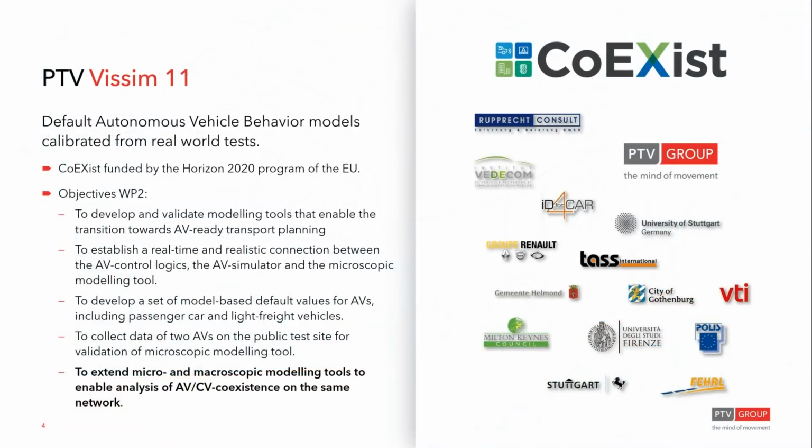So we were participating, or we still participate, in a research project called Coexist, and this research project is all about making cities, local authorities, and transport planners able to answer some questions which come up in this transition from conventional vehicles to connected and autonomous vehicles. So how can you model connected and autonomous vehicles? Our part in this research project is to extend micro and macroscopic modeling tools to enable these scenario analyses for the coexistence of conventional vehicles and autonomous vehicles in the network.